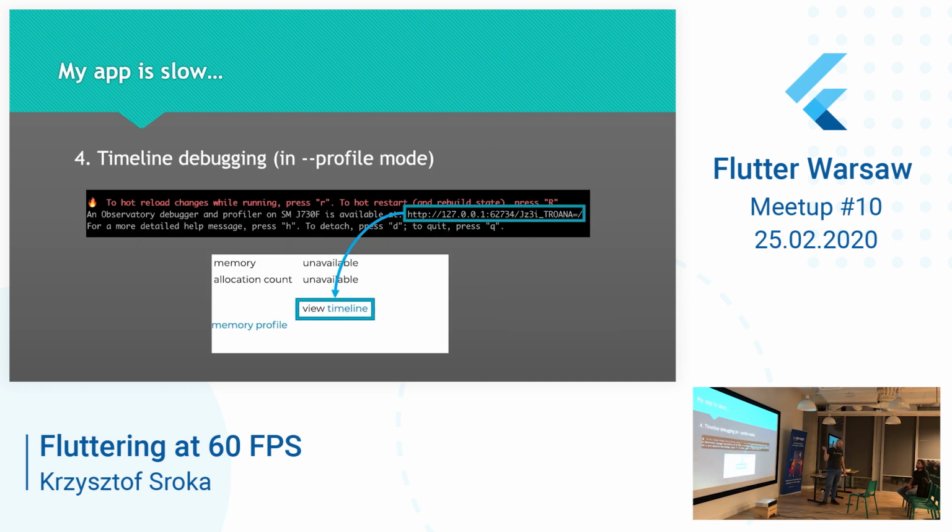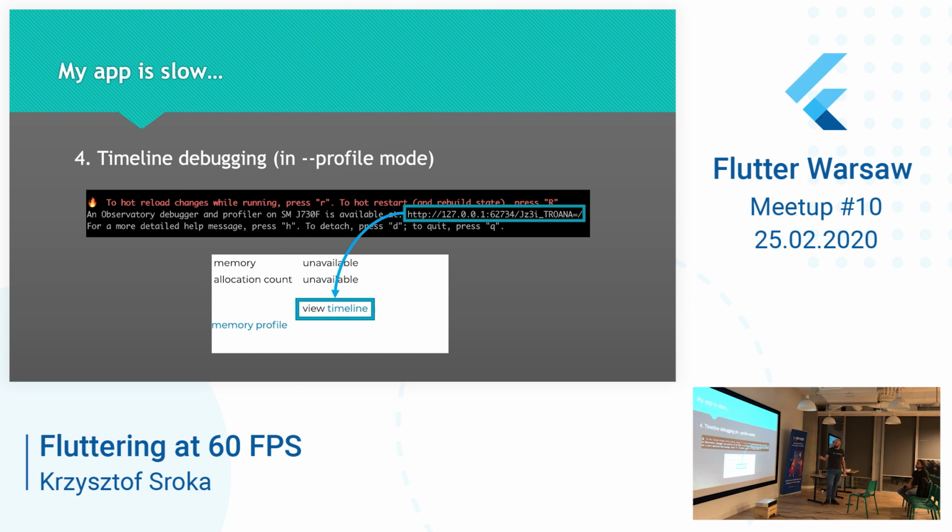The more advanced thing is timeline debugging. It only works in profile mode and it only works on real devices. Oh, that's one thing. If you build in profile mode or release mode, you build for real devices. Don't try to debug for performance issues on emulators.